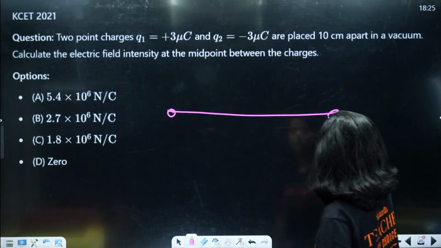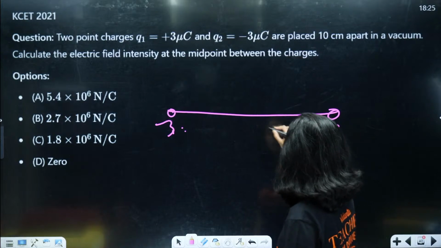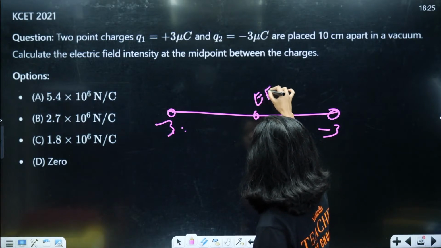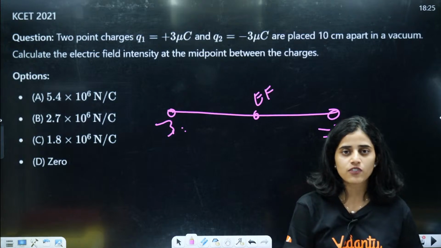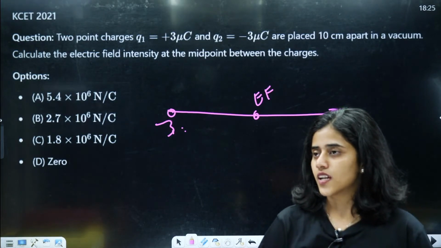This I will not solve. You have to solve. So there is plus 3, minus 3. You have to find out the electric field at the center. Quickly do it. I will give you a minute. Quickly.